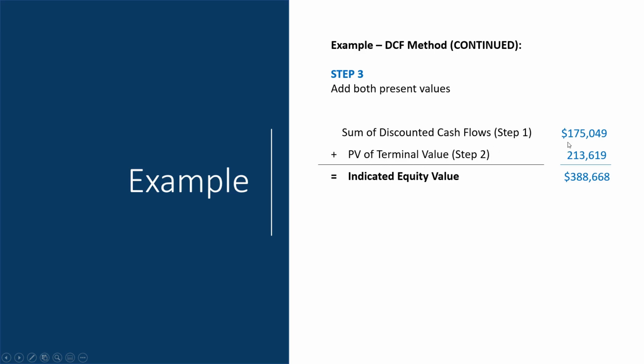So step 3 is to add both the present value of the future cash flows, the discounted cash flows, to the present value of the terminal value. So if you take those two amounts, $175,000, and add it to the $213,000 and change, you will get the total indication of value for that company, which is approximately $388,000, or if you're rounding, $389,000. So that is the indicated equity value for this particular company.